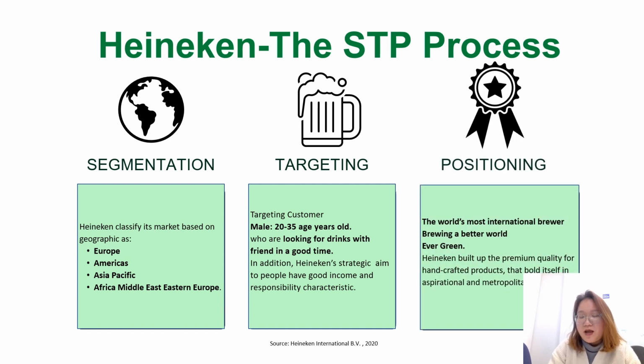How about the positioning that Heineken builds up? The slogans such as "the world's more international brewer" or "building a better world" are evergreen. Heineken builds up premium quality. They target premium quality in the customer's mind, with handcrafted products, rooted in aspirations and a metropolitan accent for the beer.